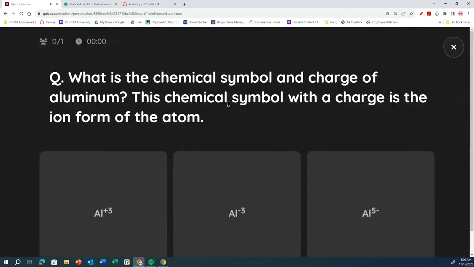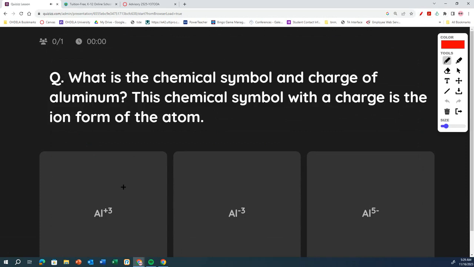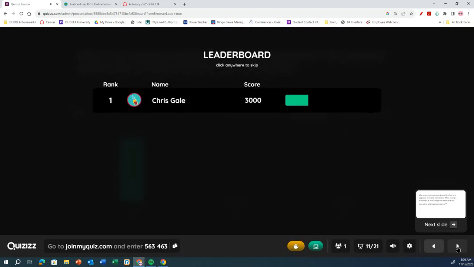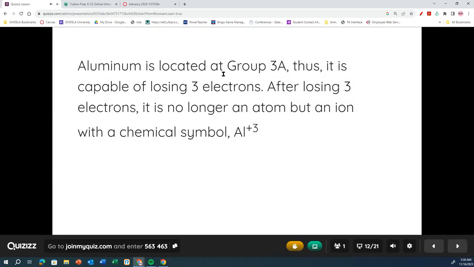What is the symbol and charge of aluminum? Remember, metals lose electrons, so the only apparent charge on aluminum is 3 plus. Metals do not gain electrons; nonmetals gain electrons. Aluminum is located in group 3A, thus it is capable of losing 3 electrons. After losing 3 electrons, it's no longer an atom, but an ion with a chemical symbol, Al 3 plus.